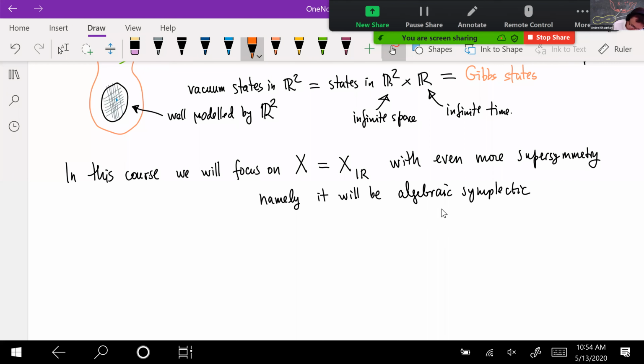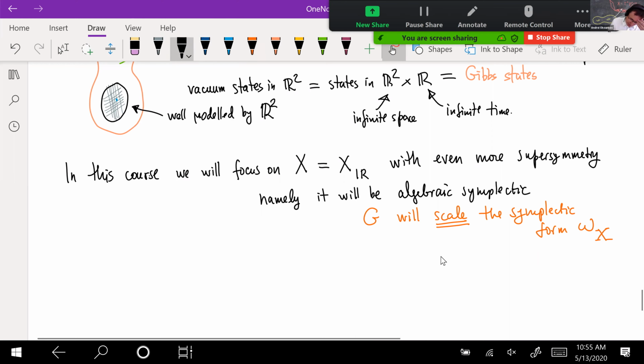Except, albeit non-equivariantly, so this means the group G will be allowed to scale. There's a general theory of algebraic symplectic manifolds which says that on the irreducible one, the form is unique up to a multiple. And since it's unique up to a multiple, any group action will have to scale it. And so we do allow that scale. It's the most interesting variable, that weight, the corresponding character.